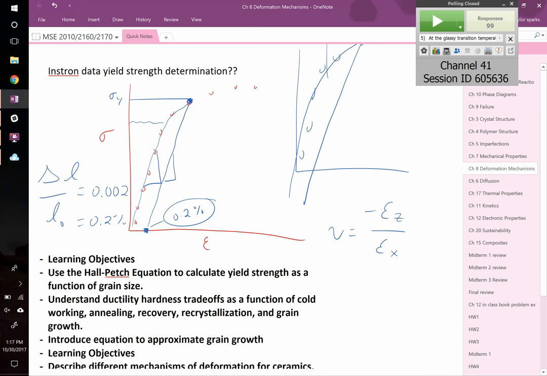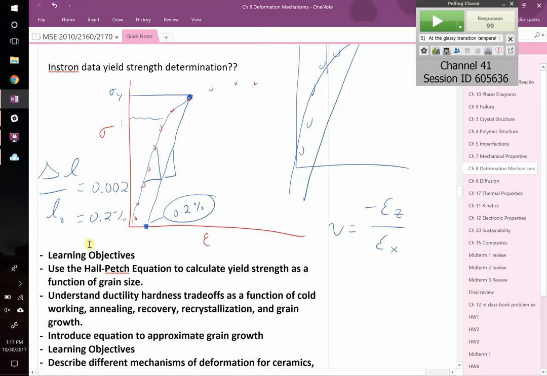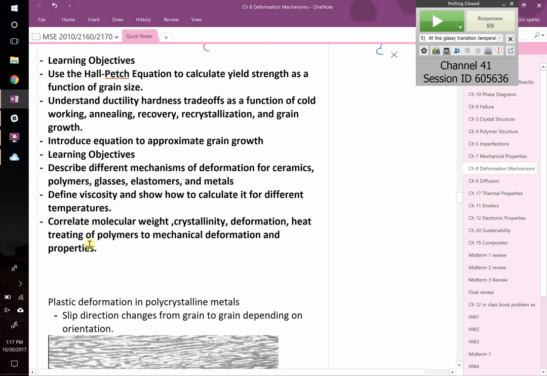Okay, let's keep going then. So for today, I don't think we'll get all the way through it, but we'll start today. Our learning objectives are, we're going to introduce something called the Hall-Petch equation. This is an important material science equation. This is something that you should take out of this class for sure. What it does is it calculates yield strength as a function of grain size. So if you change the grain size of your material, you're going to change the yield strength, and this describes that relationship. We'll explain how ductility and hardness trade-offs exist, especially as you do things like cold working, annealing, recovery.